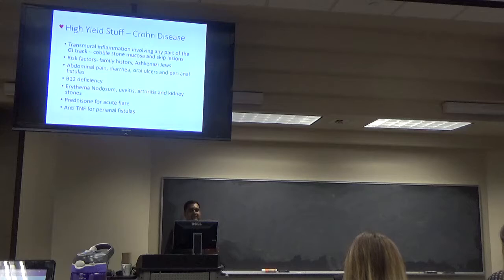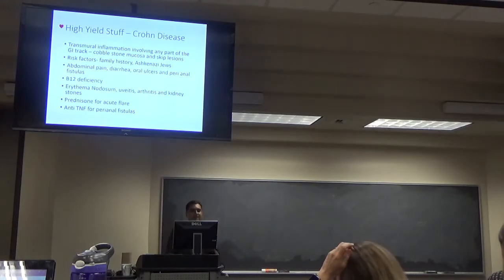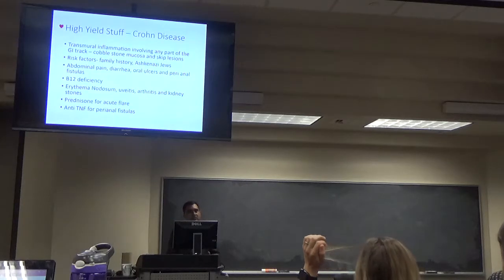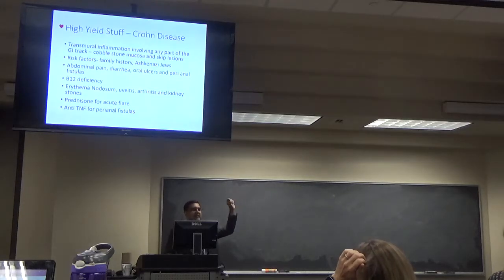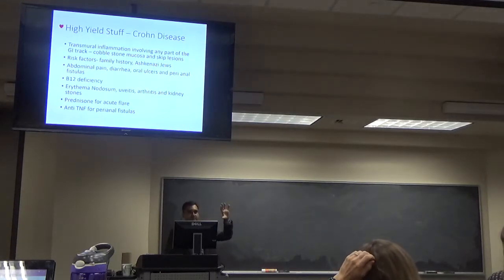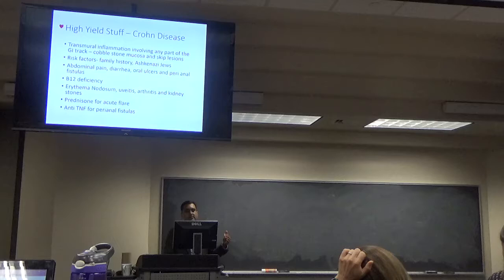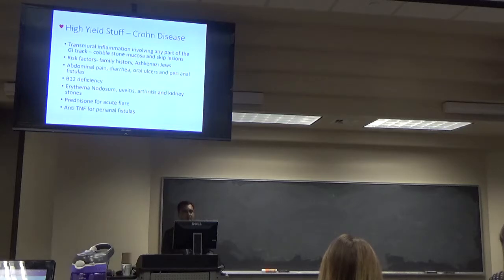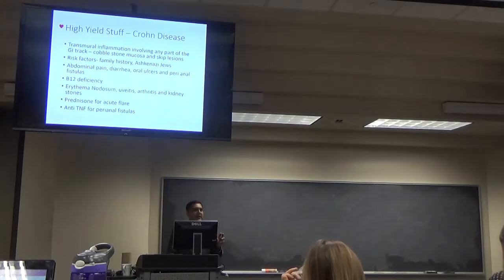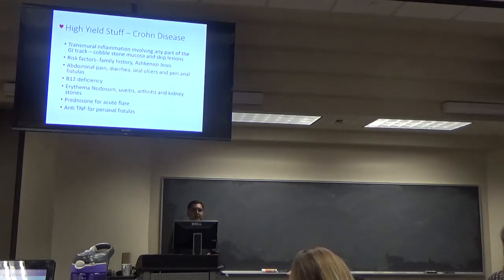So, high yield stuff. In the last 1 minute, I will wrap it up very fast, what you need to remember. Crohn's disease, transmural inflammation. Risk factor, family history, Ashkenazi Jews, and that's why you recall one of the slides that I showed you, it was in New York and Chicago, because that's where the Jewish population was heavily populated in the 60s. Common manifestations: abdominal pain, diarrhea, oral ulcers, perianal fistulas, B12 deficiency, we talk about this. Erythema nodosum, we talk about this, painful red nodule. Prednisone only for acute flare, anti-TNF for perianal fistulas.